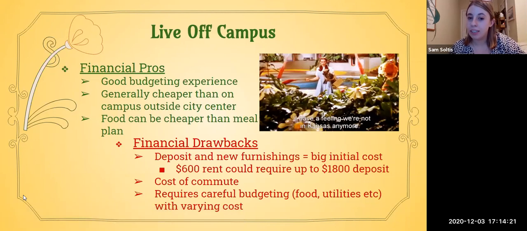And then your next option is living off of campus. So some pros for that is that it's a great budgeting experience. It's usually cheaper than living on campus because you aren't usually right in the heart of the city. And then food can be a lot cheaper than needing to pay for the meal plans that the universities provide for you. So then drawbacks of this, if you're moving to a new place, you have to furnish it.